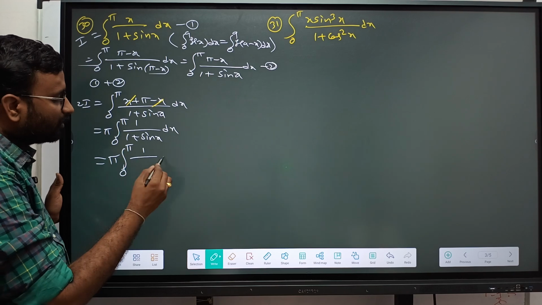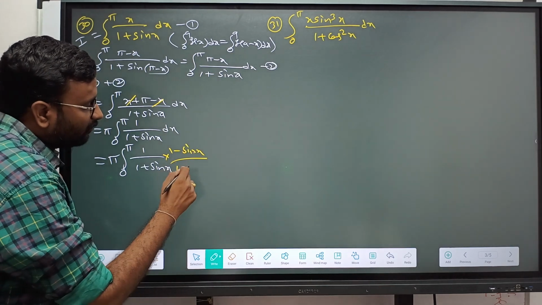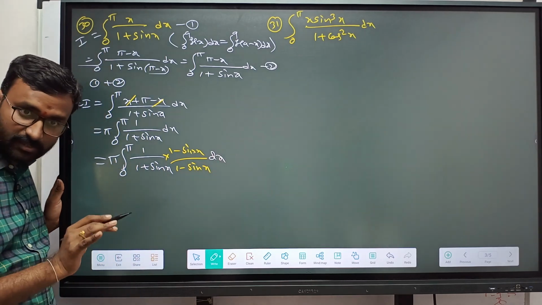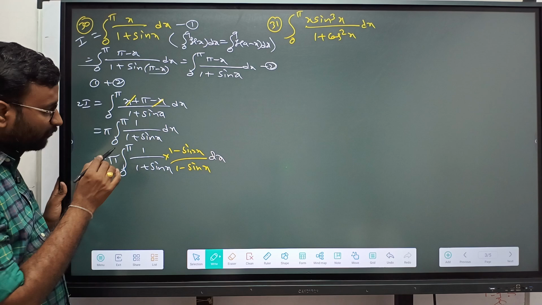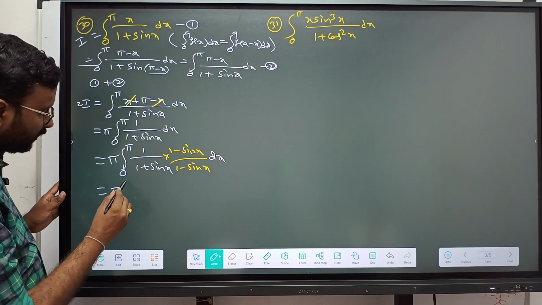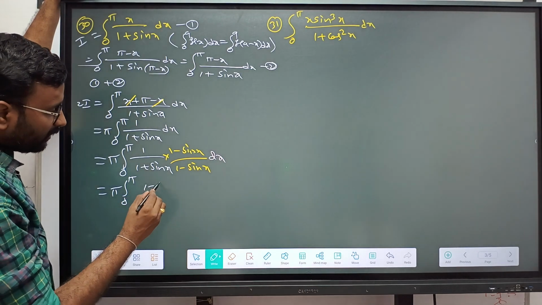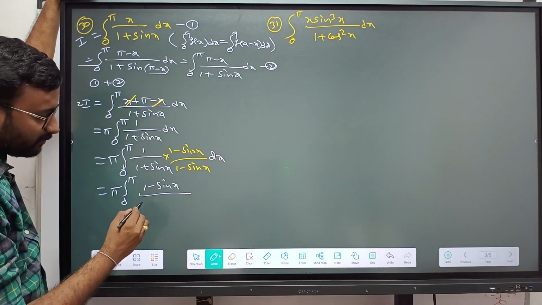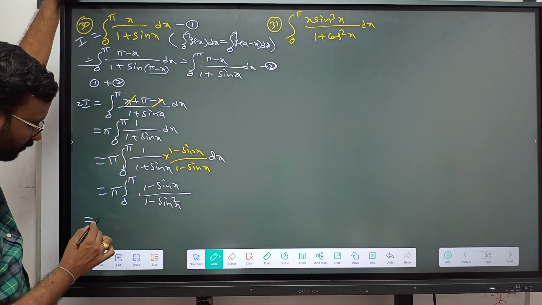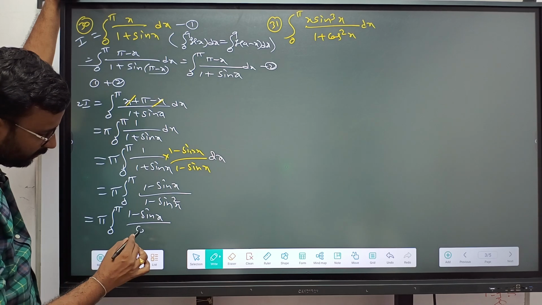Integral 0 to pi of 1 by 1 plus sin x into (1 minus sin x) by (1 minus sin x) dx. If you have only 1 plus sin x, 1 plus cos x, 1 minus sin x or 1 minus cos x, you can rationalize. If you have 2 plus something, no rationalization, use type 7. Which is equal to pi integral 0 to pi of (1 minus sin x) by (1 plus sin x)(1 minus sin x), which is 1 minus sin square x. Why? Because (a plus b)(a minus b) is a square minus b square. So it is pi integral 0 to pi of (1 minus sin x) by (1 minus sin square x).